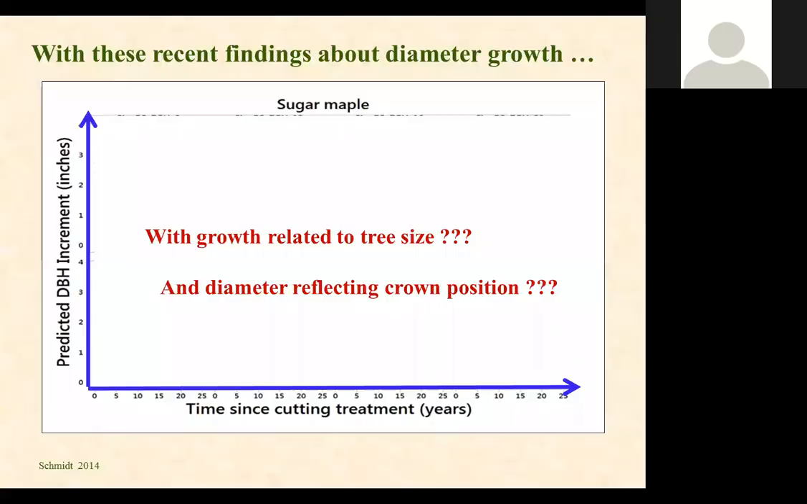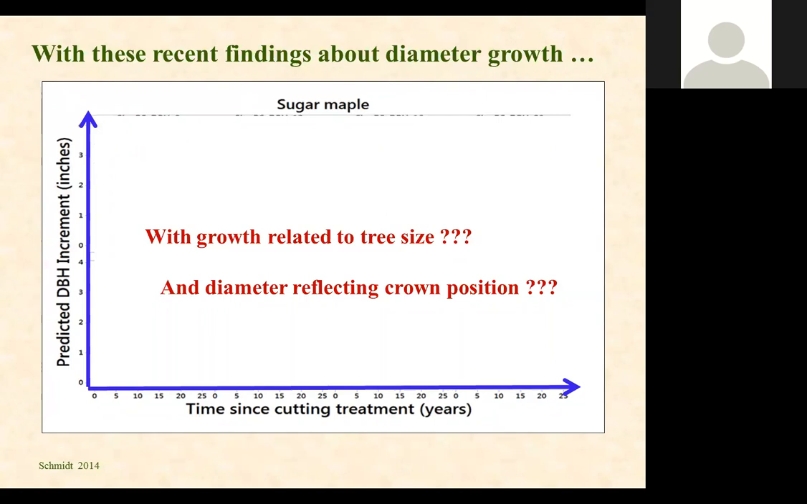We have some fairly recent 25-year-old growth data from thinned northern hardwood stands in the Adirondacks of New York. And David Schmidt did this work. The vertical axis represents the predicted increment in diameter. And it goes from bottom to top, increases that way. Time increases from left to right up to a 25-year period. And so we want to ask the questions, is the growth related to tree size? Does the diameter reflect crown position? We already have confirmation of the latter. So what about the size of the trees?